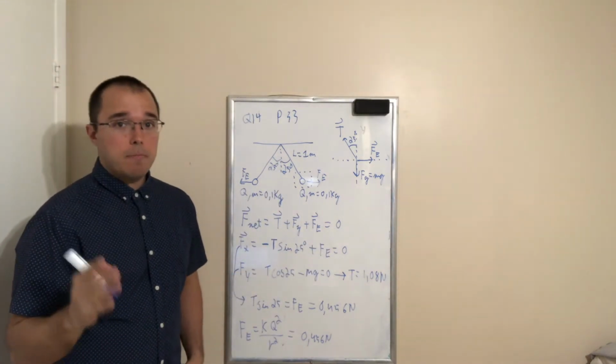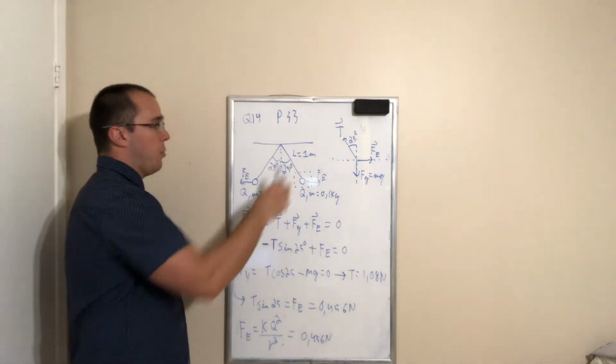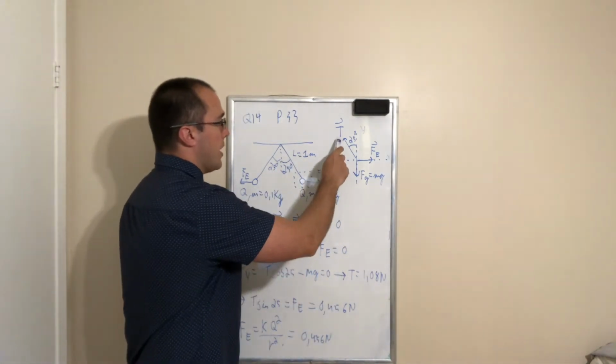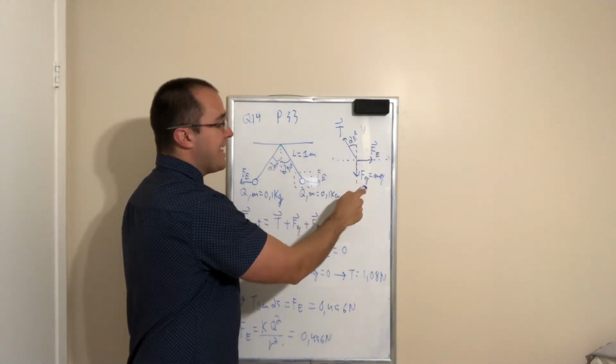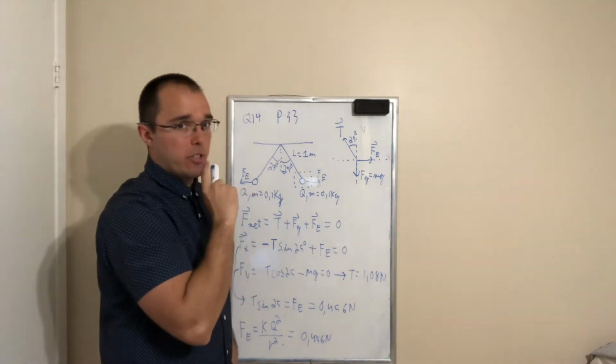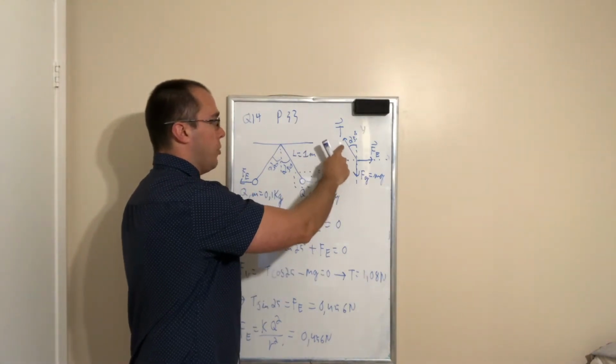Let's consider the X and Y component. So for the X component, if we look at the force diagram, there's an X component for the tension. There's obviously an X component for the electric force. There's no X component for the force of gravity.